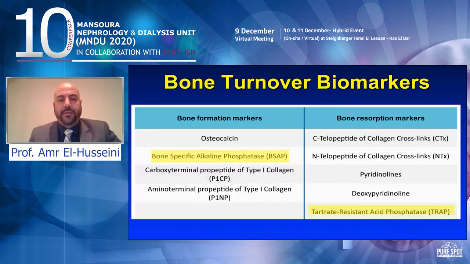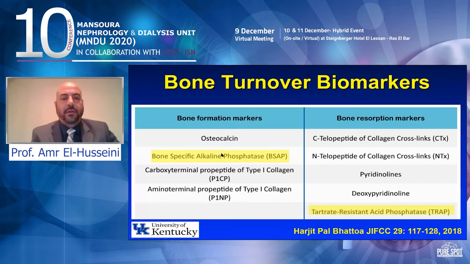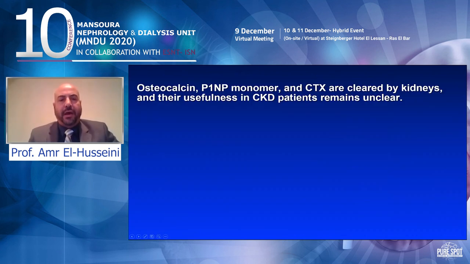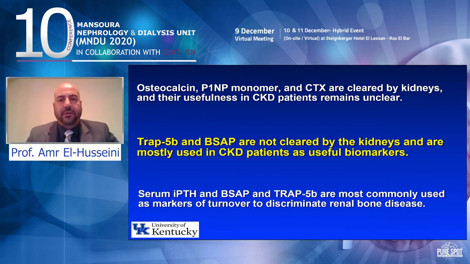There are many of them. I just want you to focus on bone-specific alkaline phosphatase as a biomarker of bone formation and TRAP5b as a biomarker of bone resorption, because other biomarkers like osteocalcin, P1NP, and CTX, NTX, are all cleared at least partially by the kidney, so their usefulness in CKD patients remains unclear. While TRAP5b and BSAP, in combination with iPTH, are very useful in CKD.